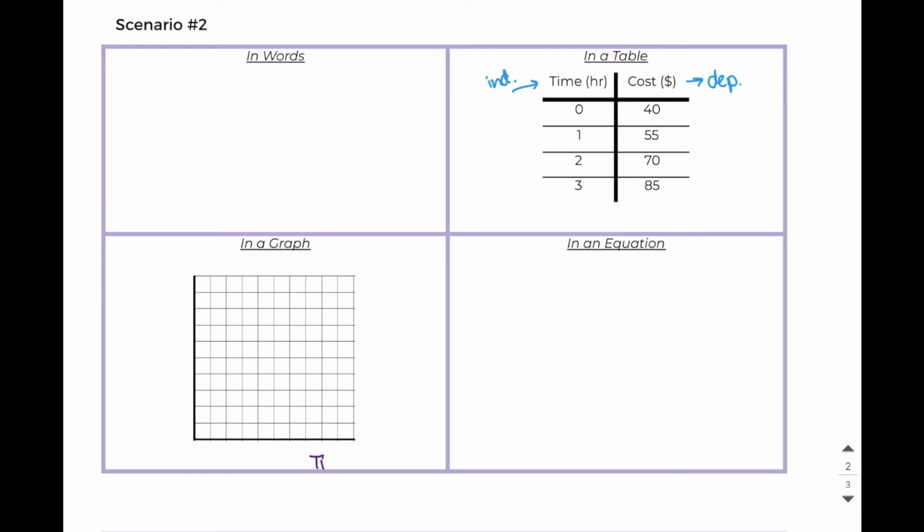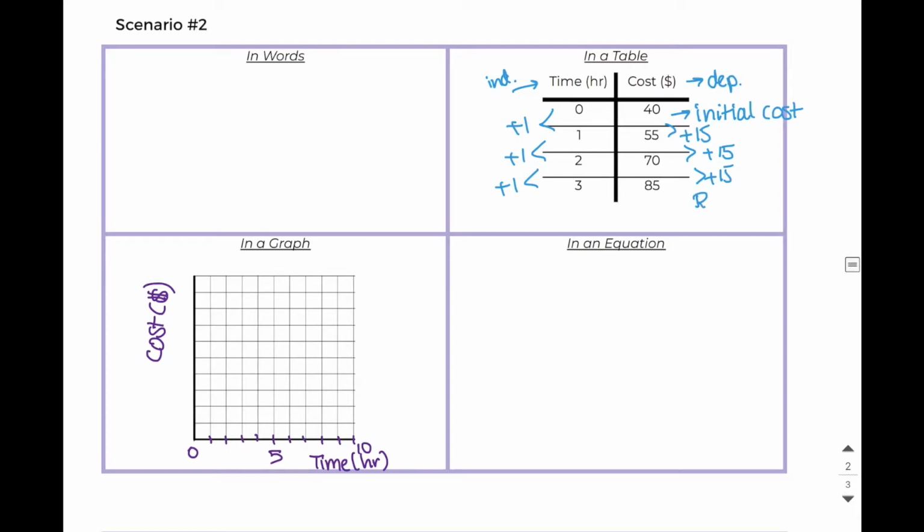So here I'm going to label time right here, and time is measured in hours. And here we're going to label our cost, and our cost is measured in dollars, and we're going to start at 0, and I'm just going to go up by ones, 1, 2, 3, 4, 5, because my chart is going up by ones here. And then here we know that our initial cost, our initial value, is going to be $40, and we see here that it's going up by 15 every single time the time goes up by 1 hour, right? So we've got our rise over here. We've got our run over here, okay?